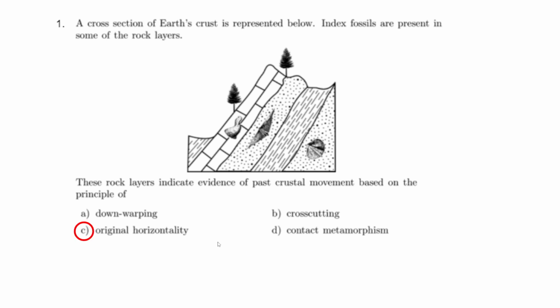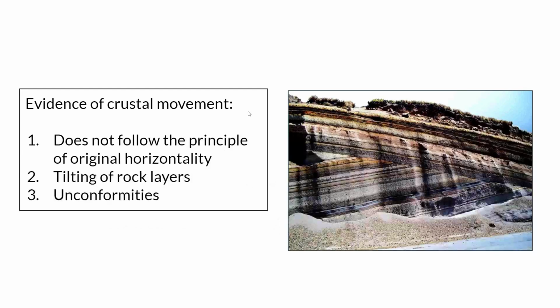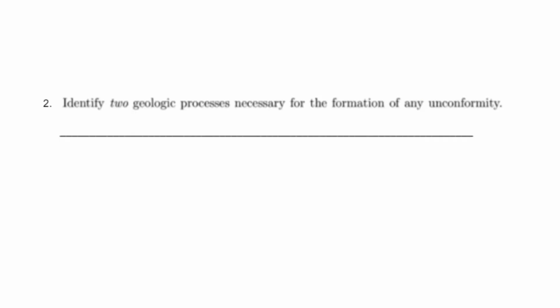Original horizontality, because when we're seeing tilting in the rock layers, the rock layers are supposed to be originally flat based on the law of original horizontality, but they're not. So remember the evidence of crustal movement. Number 1 does not follow the principle of original horizontality. 2, tilting of rock layers, or 3, unconformities. If you see any of these three things, you have evidence of crustal movement, and you can use either one of these.